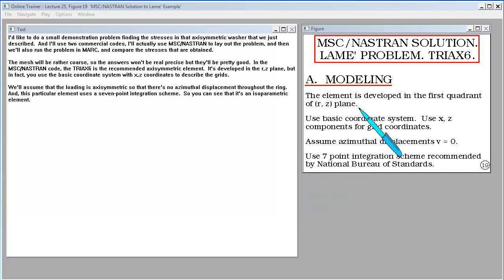In the MSC Nastran code, the TRIAX6 is the recommended axisymmetric element. It's developed in the RZ plane, but in fact you use the basic coordinate system with XZ coordinates to describe the grids. We'll assume that the loading is axisymmetric so that there's no azimuthal displacement throughout the ring, and this particular element uses a 7-point integration scheme, so you can see that it's an isoparametric element.